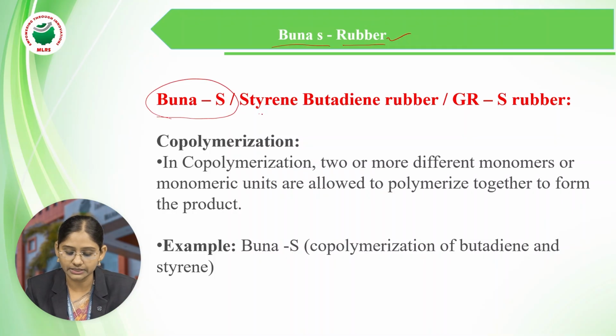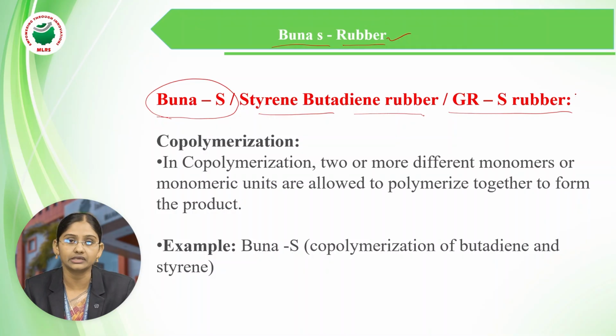It is also called styrene butadiene rubber or GRS rubber, Government Recognized Styrene rubber. So how can this elastomer, the Buna-S rubber, be prepared? By following a method called polymerization, and the type of polymerization is copolymerization.